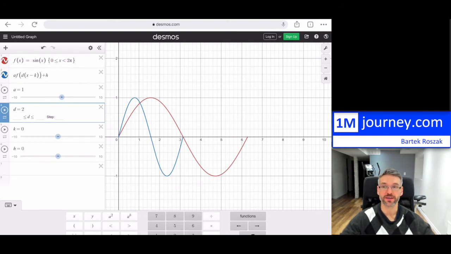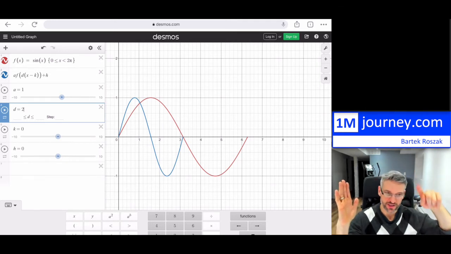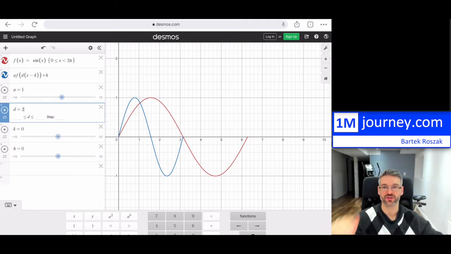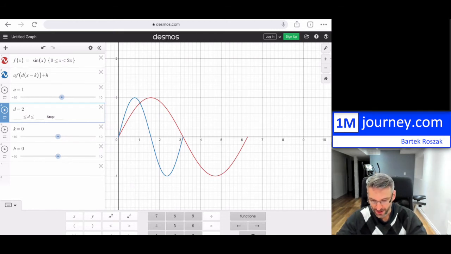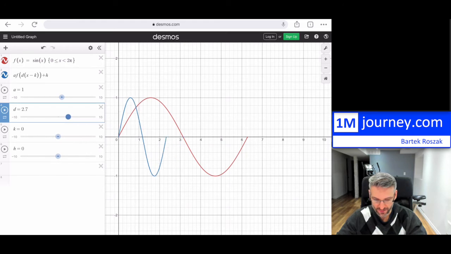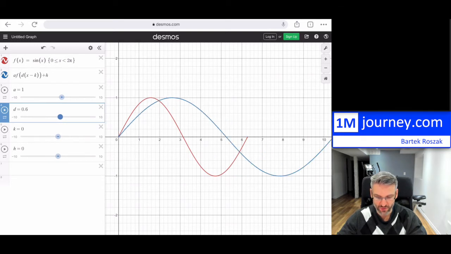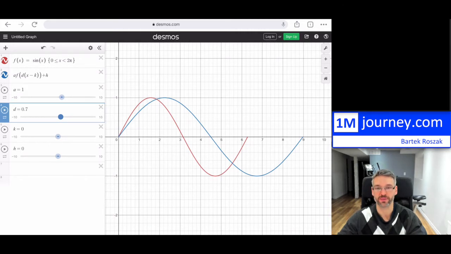And now if we let it go, where we're not just restricting it to one period, you would notice that this sine function would just continue on with its cycles. Now, if I go back here and make it even bigger, it's just going to continuously compress in the x. If I make it between 0 and 1, notice that it's going to start to stretch it out. It stretches the period out.